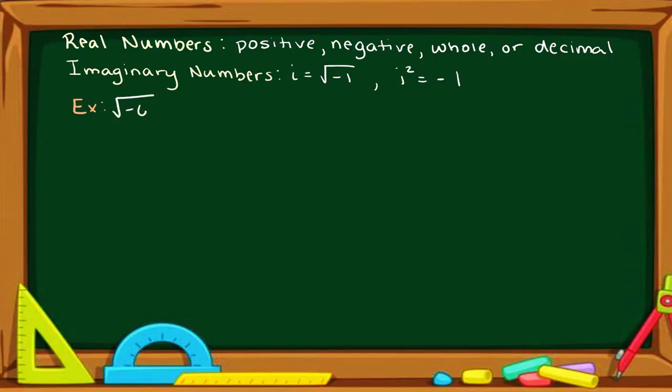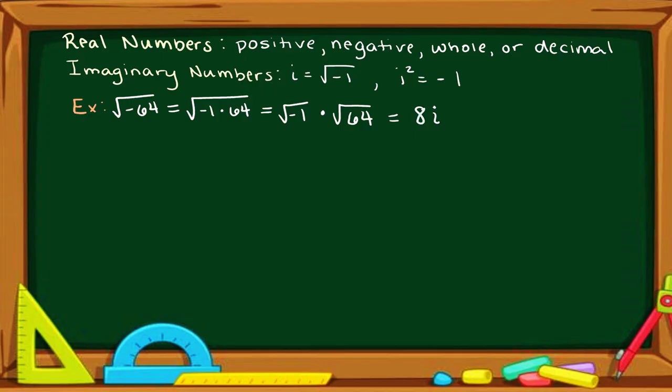Say we have the square root of -64. Well, this is the same as the square root of -1 times 64. So we can break that up, and that gives us the square root of -1 times the square root of 64, and our number becomes 8i, where i represents the square root of -1.